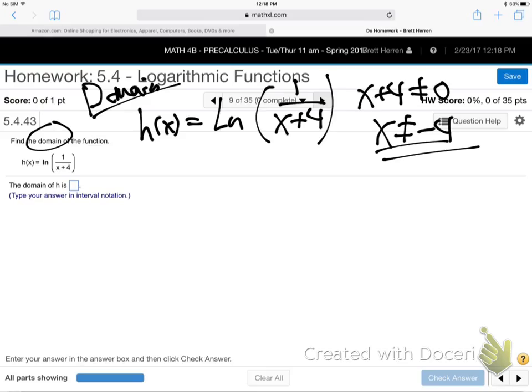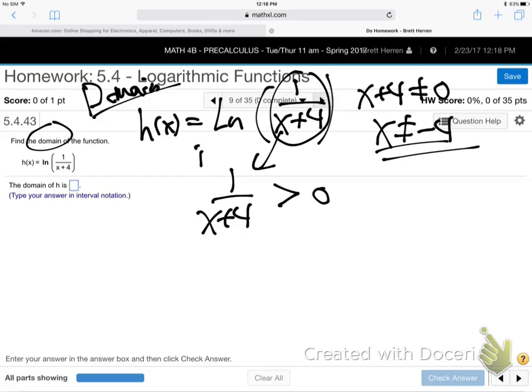But there's also a bigger deal with the inside of a log. Natural log is the same as regular log, it's just a different base. It's the same domain rules. Inside of any log, natural log or regular log or whatever, the inside, which is that whole fraction, must be greater than 0. So we have two things. x cannot be -4 because denominators can't be 0. And then the whole inside must be greater than 0.